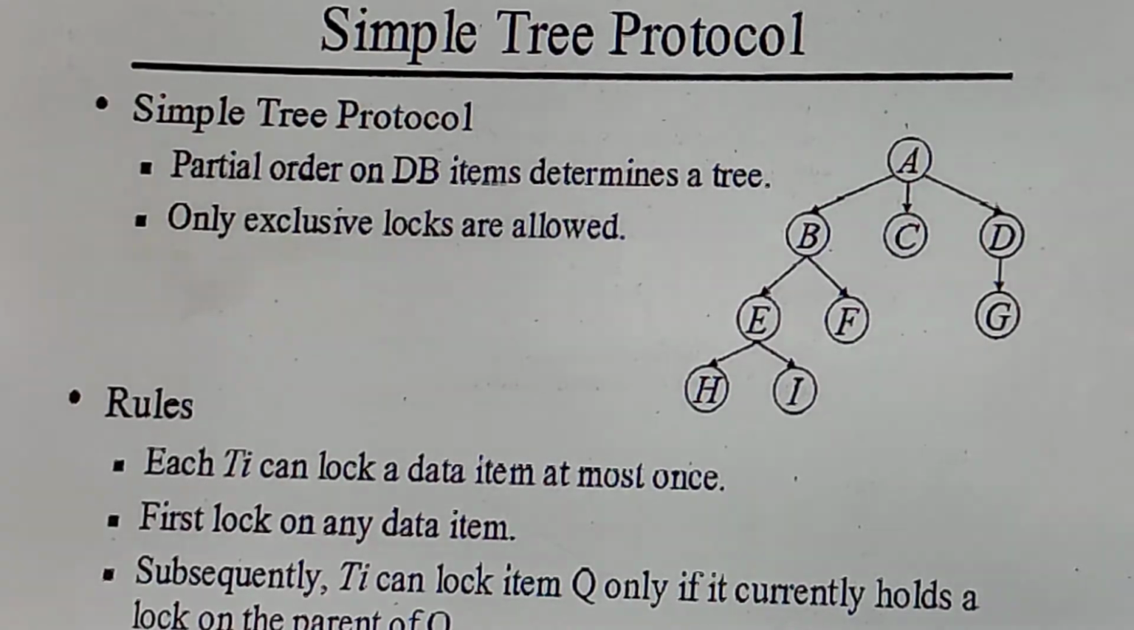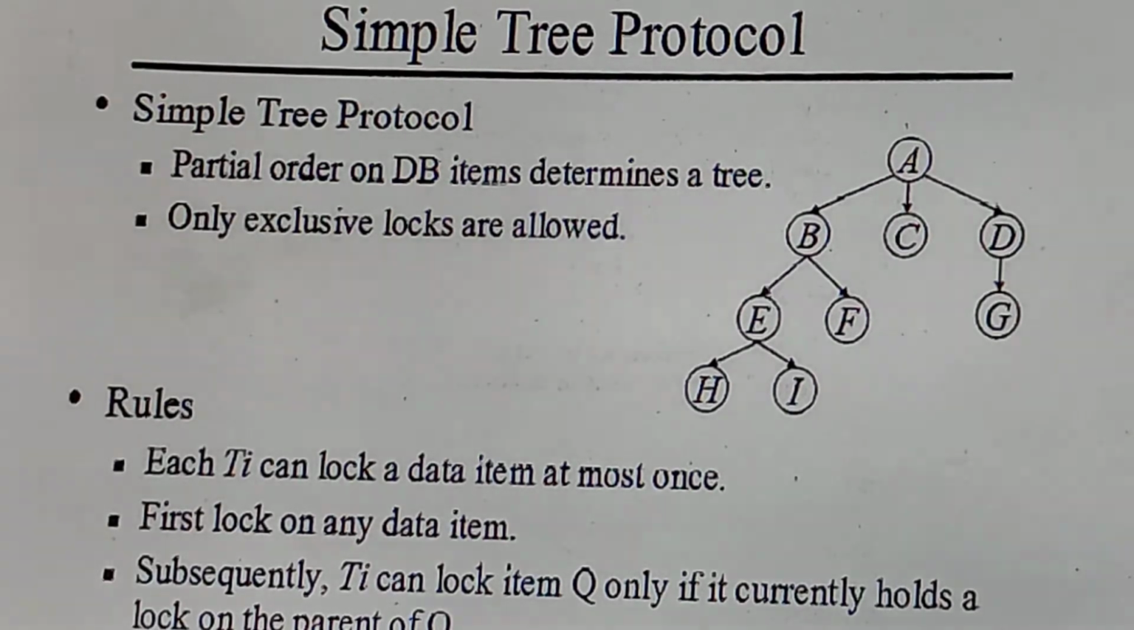Simple tree protocol imposes a partial order on the database items in a database. We have represented those data items and the partial ordering among them in the form of a tree. This we use only for the exclusive locks, because for the shared locks there is no problem, because two or more transactions can have a shared lock on multiple data items simultaneously. So the problem always arises because of the exclusive locks. So we are only bothering about the exclusive locks here.